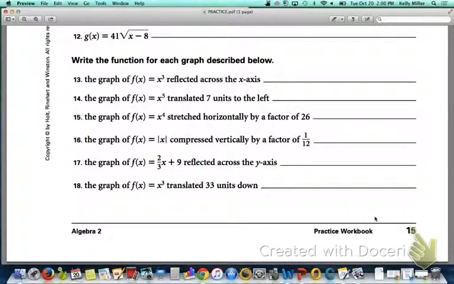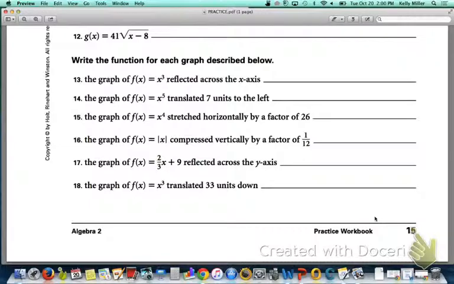Okay, now we're working in reverse. Now they're going to give us the transformation and we have to come up with the function. So if they give us f of x, we're going to create g of x. If it needs to be reflected across the x-axis, what do I need to add to this? A negative. That's it. Done and done.